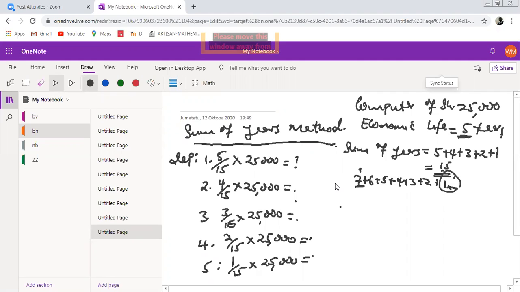Okay. And then in these other methods, the net book value. So the reducing balance method, does it have the scrap or salvage value? No, it does not have. You just depreciate it until you find that it is going to be zero itself.